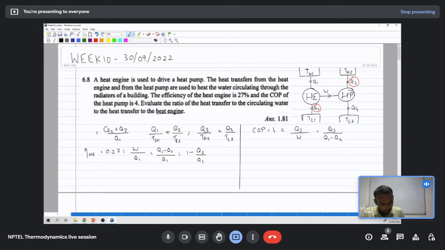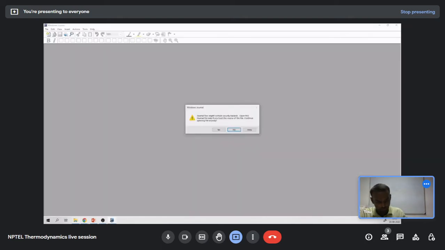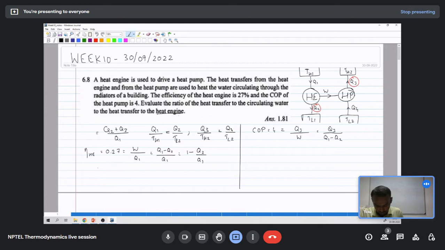I can write Q2 in terms of Q1. From the efficiency, 0.27 is equal to 1 minus Q2 by Q1. So Q2 by Q1 is equal to 1 minus 0.27, which is 0.73. That means Q2 is equal to 0.73 of Q1.